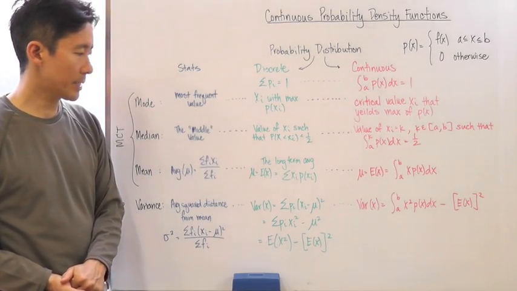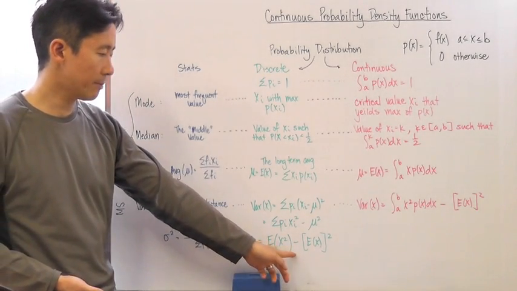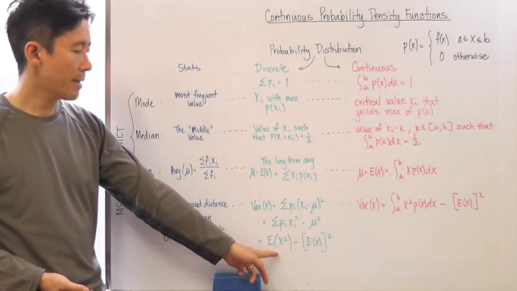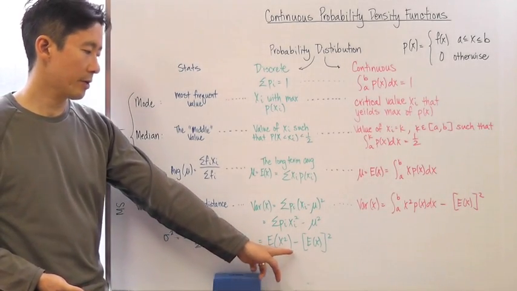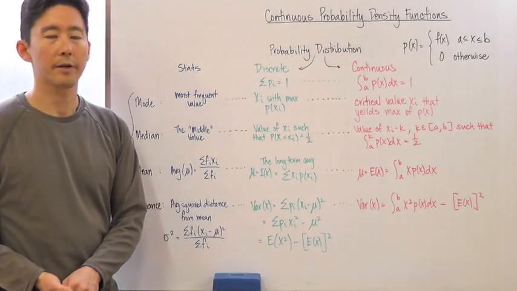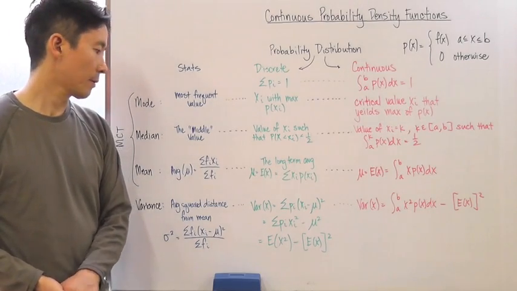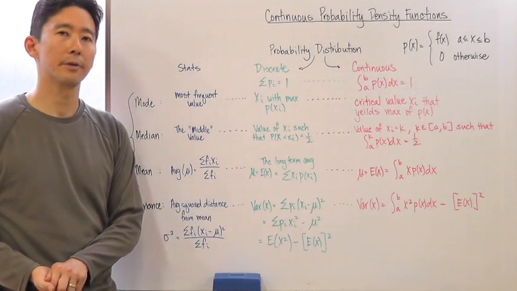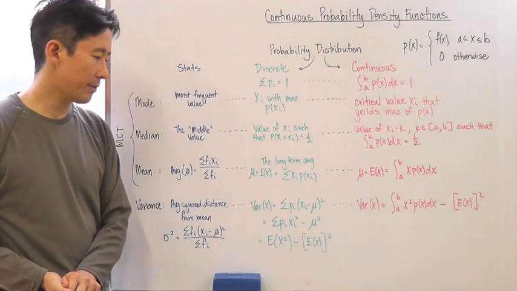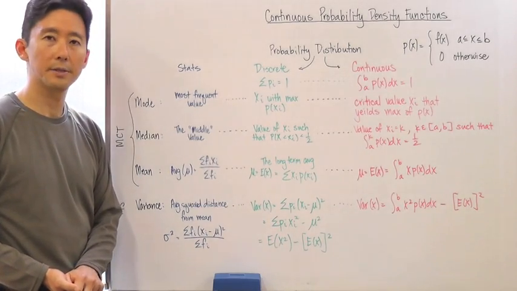But remember that what we said is that the easier way to actually go about finding this oftentimes is by just taking the expectation of x squared minus the expectation of x quantity squared. Okay, and then again, same thing, if we wanted to find the standard deviation, we just had to take the square root of both sides.